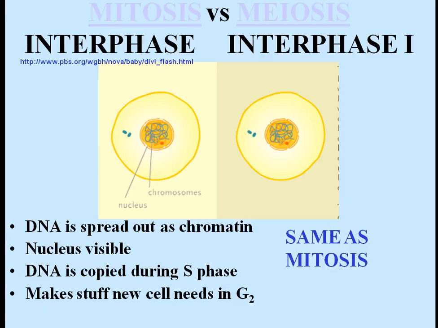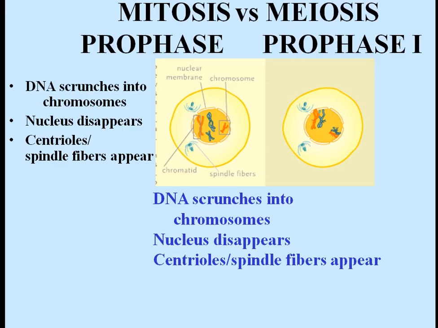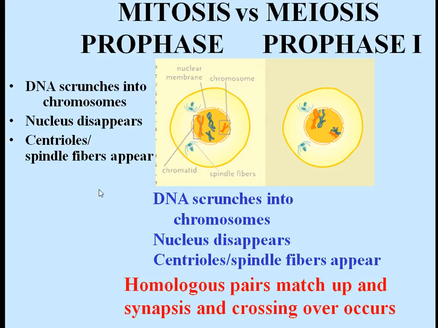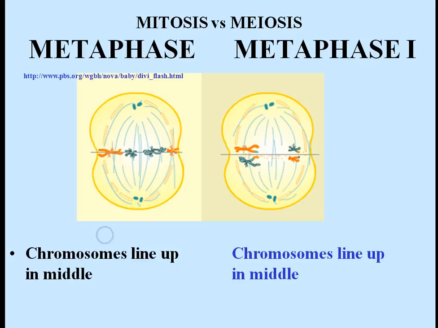It's the same exact thing that's going on. Okay, so then in prophase of mitosis, the DNA is going to scrunch into chromosomes, the nucleus will disappear, the centrioles or spindle fibers will appear, and the same thing is happening in prophase 1 of meiosis. The only things that are different is that the homologous chromosomes are going to pair up, and then synapsis and crossing over will occur in prophase 1. Remember, that was one of the differences between mitosis and meiosis, so not too much that you need to remember.